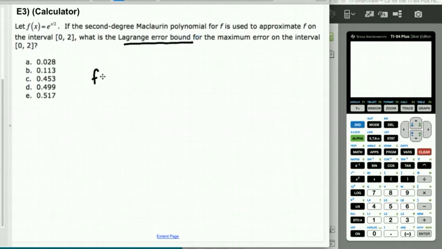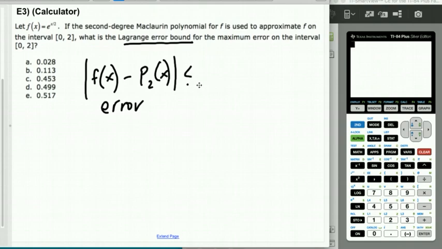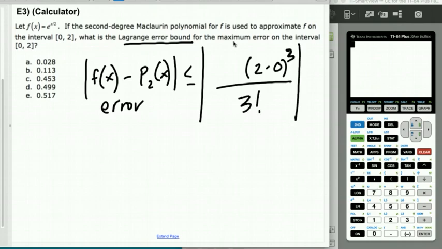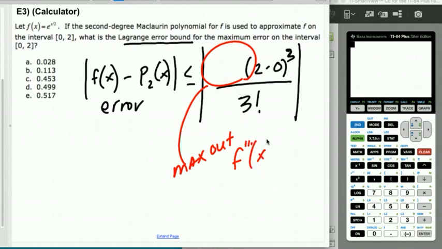So the error, which would be f of x minus p, they said the second degree Taylor, so p sub 2 of x. This would be the error. The error should be less than or equal to 2 minus 0, because it's a Maclaurin series, so we're centered at 0, over a, sorry, it's not squared, it's cubed, because it's n plus 1, over 3 factorial. And then the wild card is that you have to max out f triple prime of x on the window from 0 to 2.